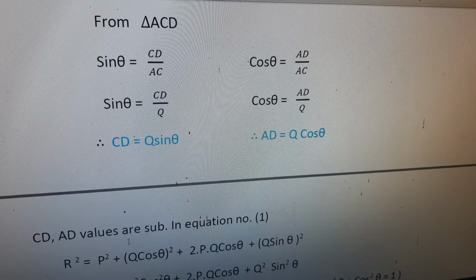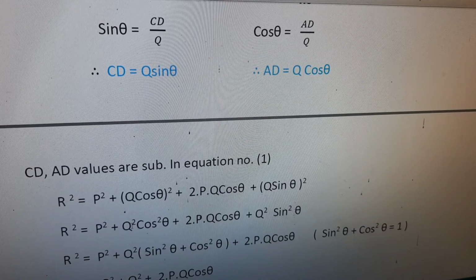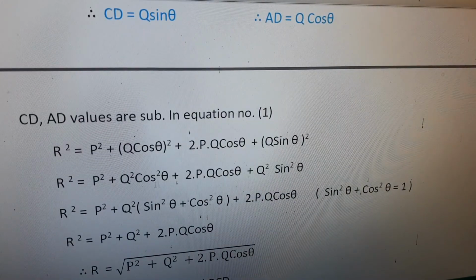So AD and CD values are substituted in equation number 1. Now we can write R square is equal to P square plus Q cos theta whole square plus 2PQ cos theta plus Q sin theta whole square. R square is equal to P square, now squaring, Q square cos square theta plus 2PQ cos theta plus Q square sin square theta. In this one the Q square terms are 2, so we can take the common Q square. R square is equal to P square plus Q square of sin square theta plus cos square theta plus 2PQ cos theta.